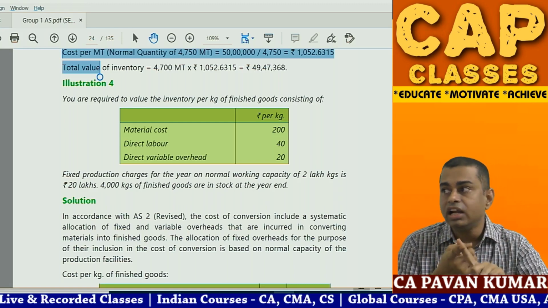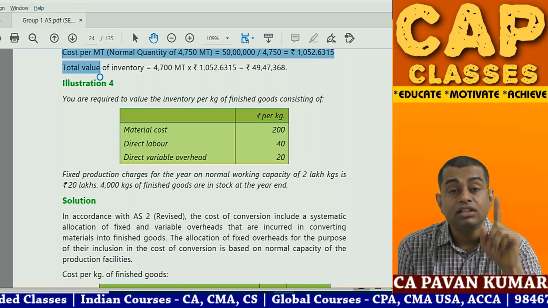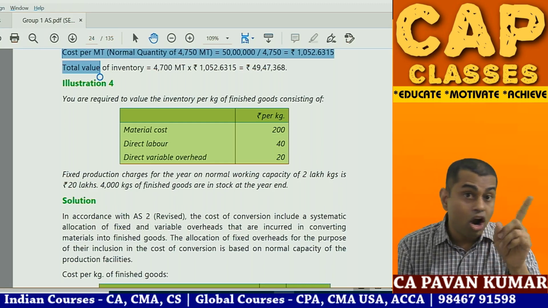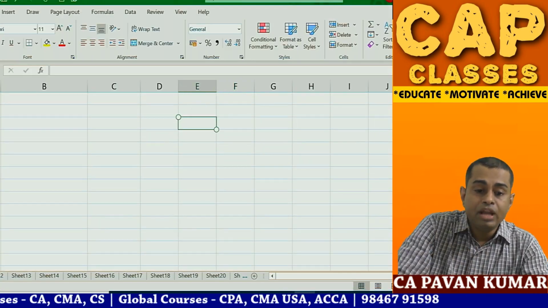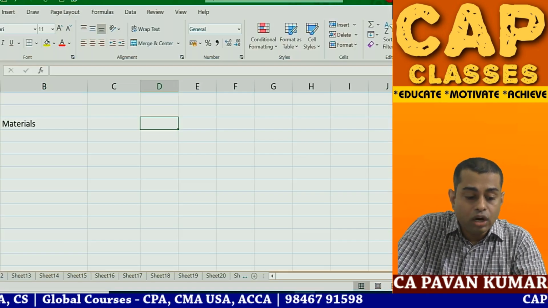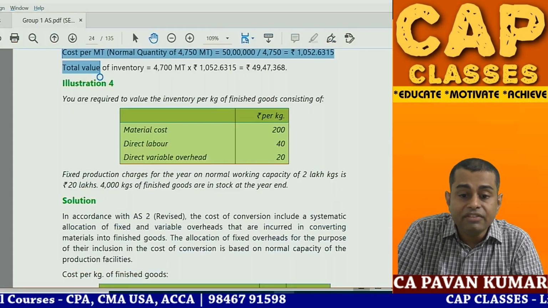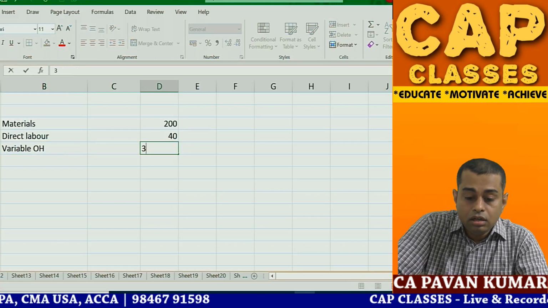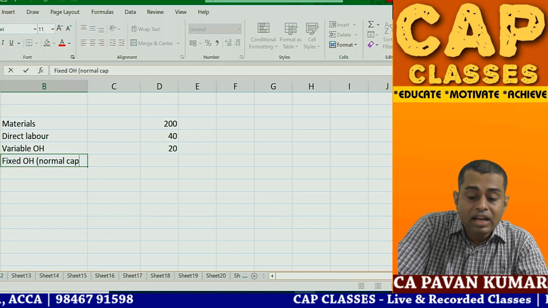So remember, material cost on actual basis, direct labor on actual basis, variable overheads on actual basis, fixed overheads are to be recovered based on normal production capacity, not on the actual basis. That is the crux of this problem. So look here, material cost, how much? 200. Then direct labor, how much is given? 40. Variable overhead 20. Now fixed overhead you need to write. Fixed overhead based on normal capacity.